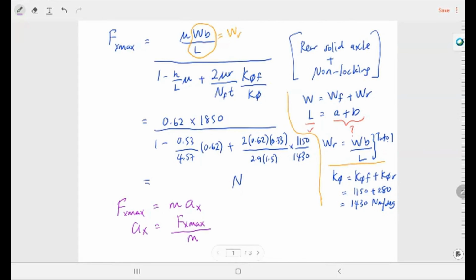Okay, how to find m? Mass of the vehicle, easy. It comes from this equation: total weight of the vehicle equal to mass of the vehicle times gravitational acceleration. So m equal to W over g. Now you can solve: Fx over W over g, which is the same as Fx max times g over W.